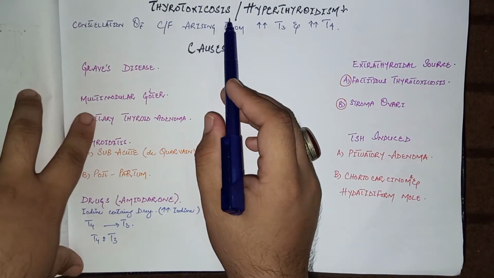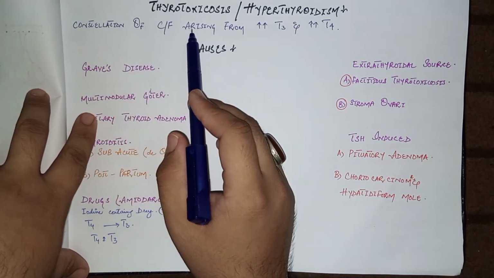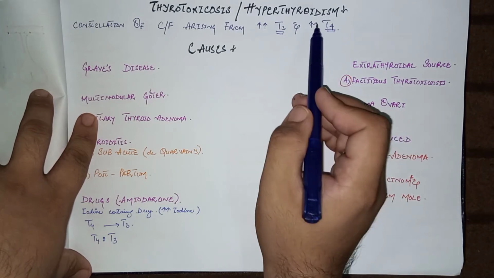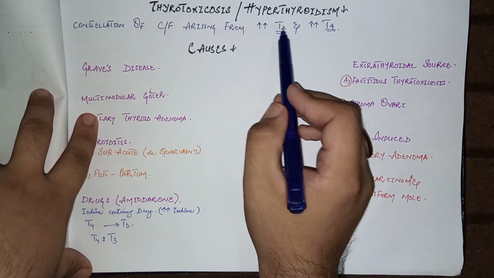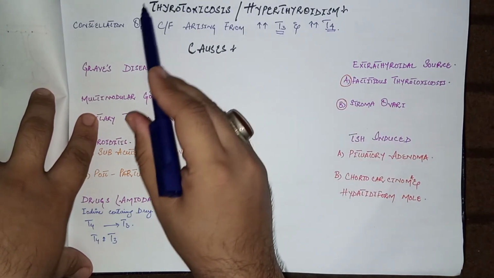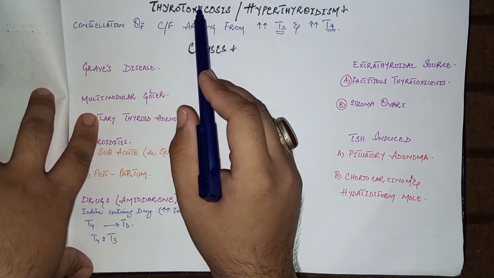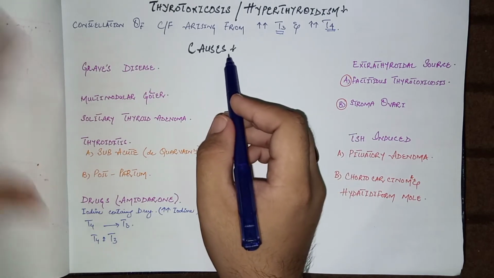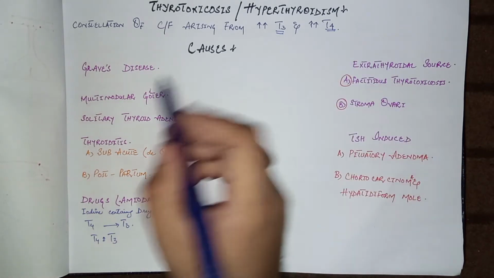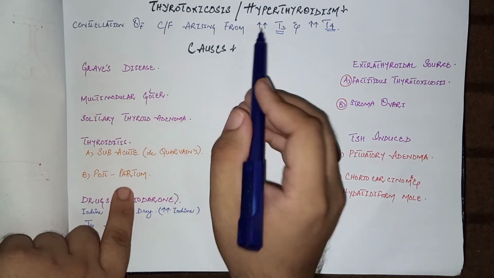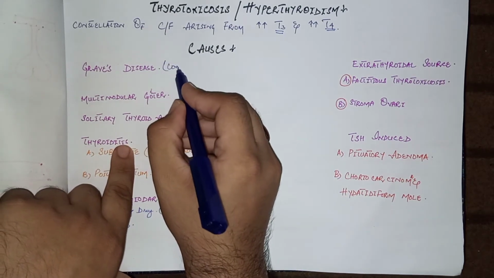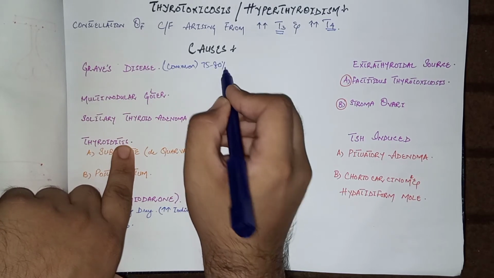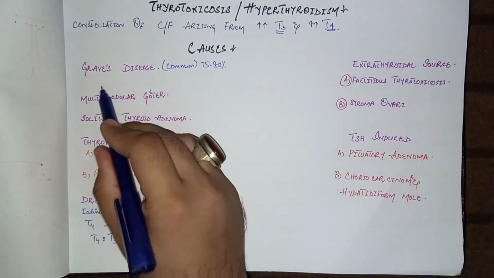Now come to thyrotoxicosis or hyperthyroidism. What is thyrotoxicosis? It is a constellation of clinical features which arises because of increased T3 and increased T4 in the blood. Hyperthyroidism is simply increased T3 and T4, and thyrotoxicosis is the sum of the clinical features because of hyperthyroidism. Now come to the causes of thyrotoxicosis or hyperthyroidism. The most common cause of hyperthyroidism is Graves' disease. This is the most common cause. In 75 to 80% of cases, the cause of hyperthyroidism is Graves' disease.